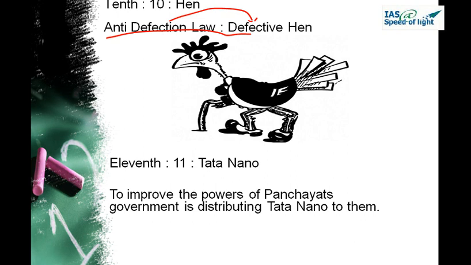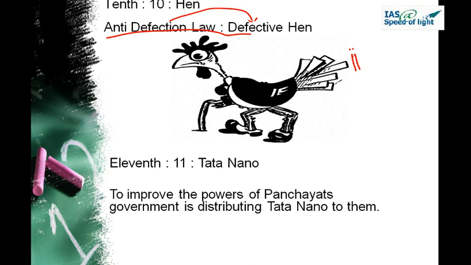Okay, you can see this image of hen. This hen is defective. Okay, sort of handicapped. He's using a stick to walk. So defective hen. Just see that picture of defective hen. So defective is defection, anti-defection law, which is there in the 10th schedule, and 10 is hen for us, and anti-defection becomes defective.